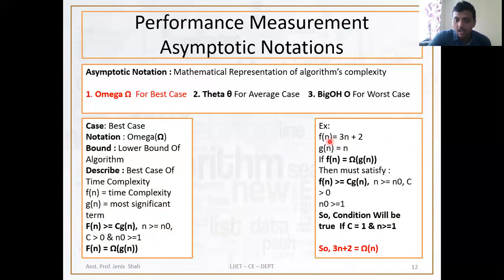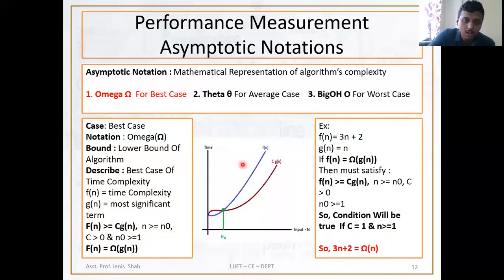See, f of n is equal to 3n plus 2. So f of 1 is equal to 3 plus 2. Replacing n by 1, f of 1 becomes 5, and g of n is equal to 1. The 5 is always greater than 1. So with c equal to 1 and n greater than or equal to 1, the condition is satisfied. See the graph of this asymptotic notation, time versus input. The f of n graph is always above c g of n.